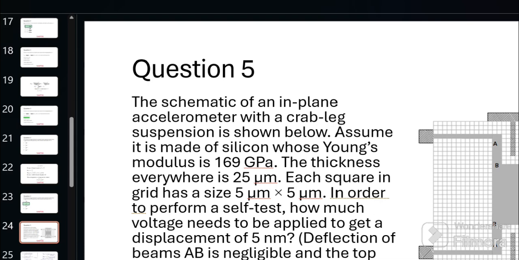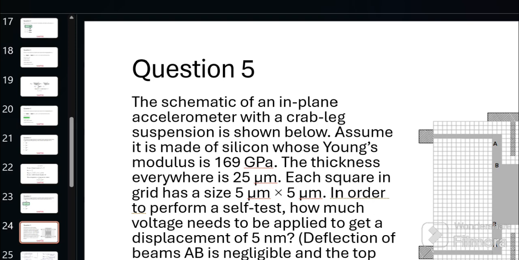So this is the 5th question. The schematic of an in-plane accelerometer with crab-like suspension is shown below. Assume that it is made of silicon whose Young's modulus is 169 gigapascal. The thickness everywhere is 25 micrometer. Each square, so here you can see the square grids, has the size of 5 micrometer by 5 micrometer.